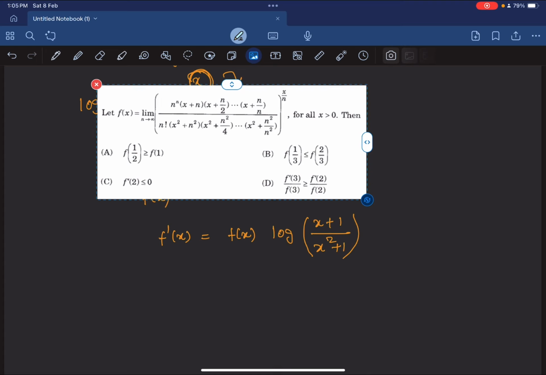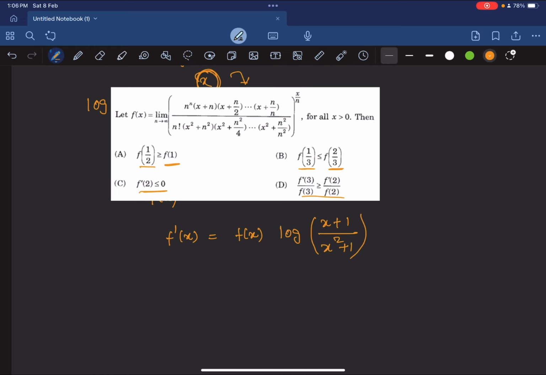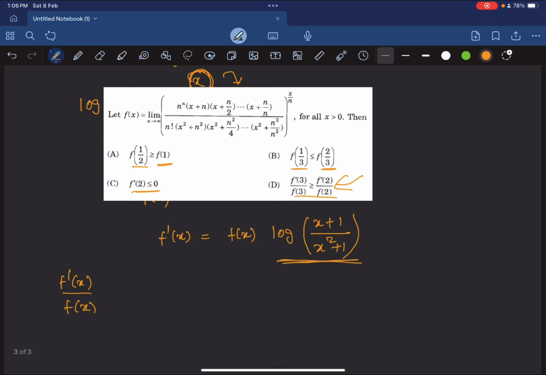Now in the first option we have to check whether f of 1 by 2 is greater than f of 1 or not. Similarly, here also there is a comparison. Here there is a comparison. So from this particular result, we can easily verify option D. So let's do that first. So what is f dash of x upon f of x? So that will be simply this quantity. So if you want f dash of 3 upon f of 3, that will be log of 3 plus 1 by 3 square plus 1, 9 plus 1. So that is log 4 upon 10.